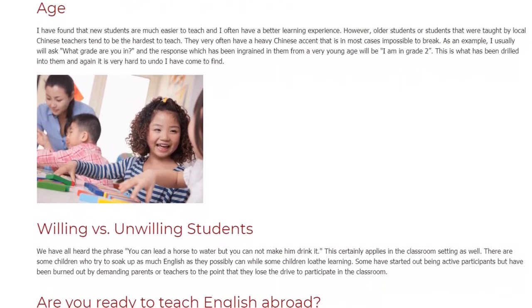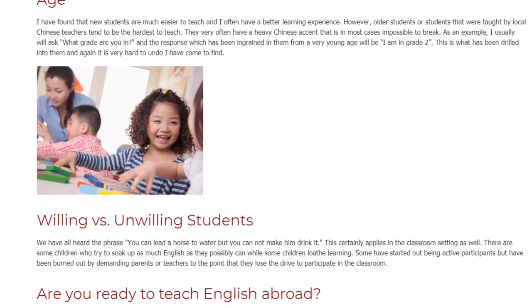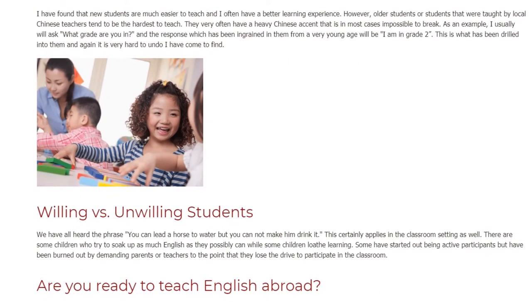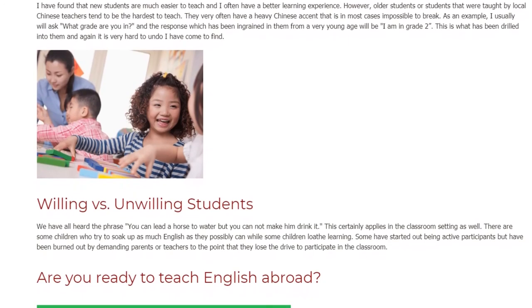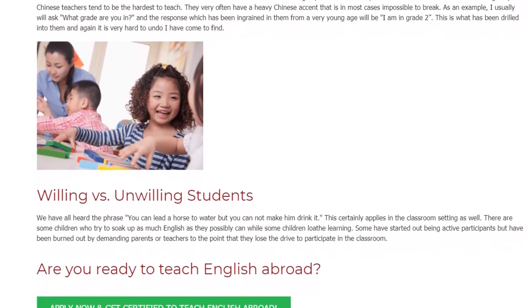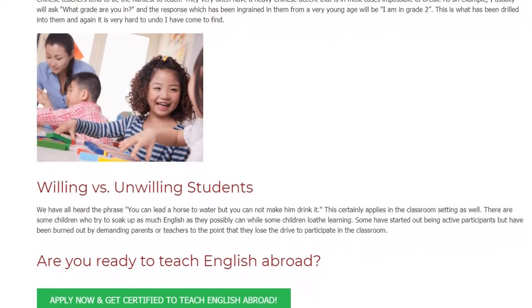Willing versus unwilling students. We have all heard the phrase, "You can lead a horse to water, but you cannot make him drink it." This certainly applies in the classroom setting as well.